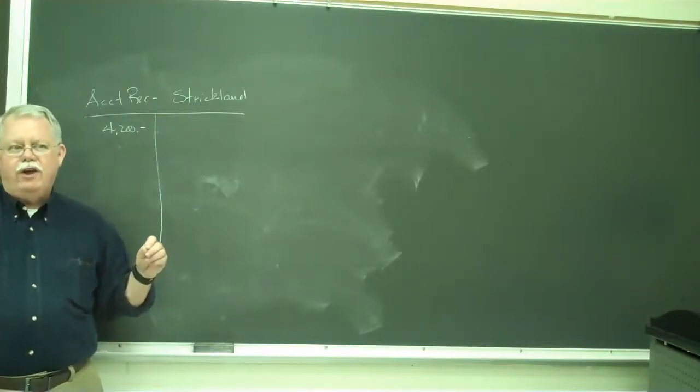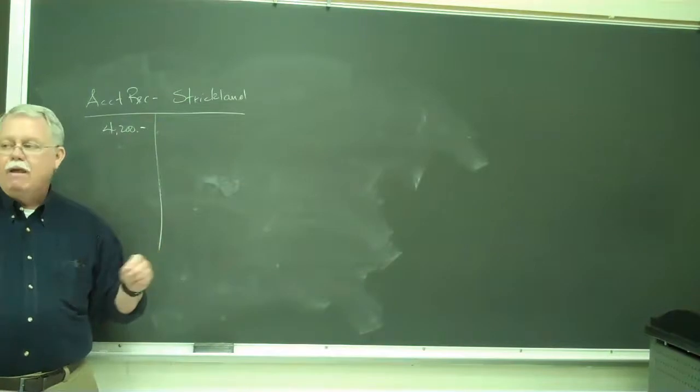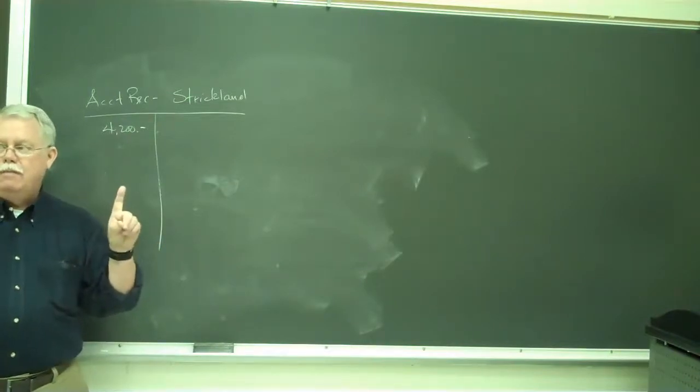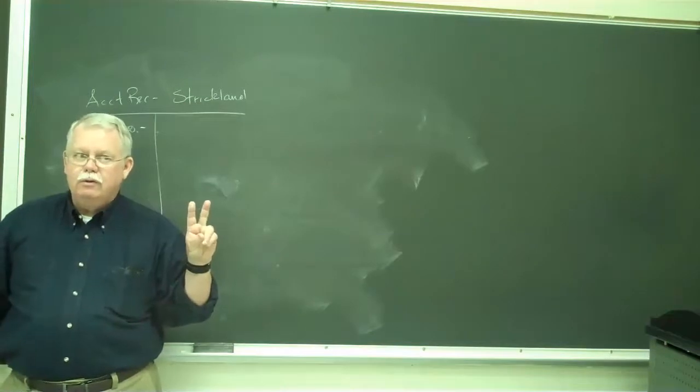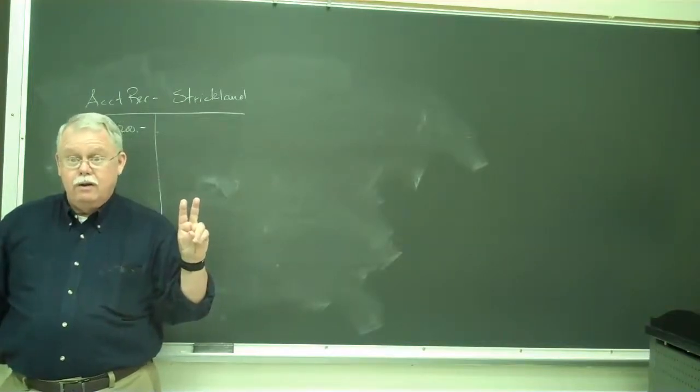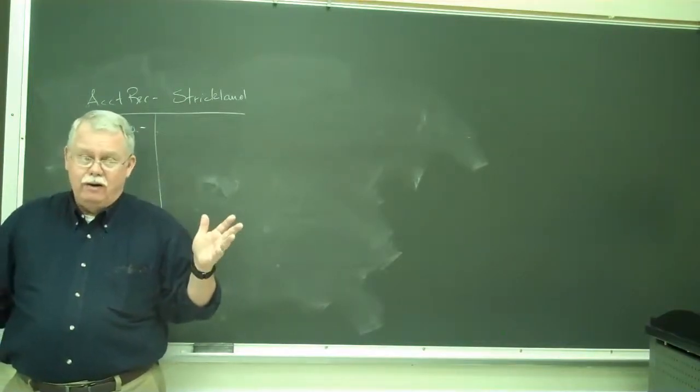Now, what does that say? Don't lend them any more money. It says that Strickland's a bum, but it says that you got really lousy collection procedures. Okay? So, what are you going to do about it?